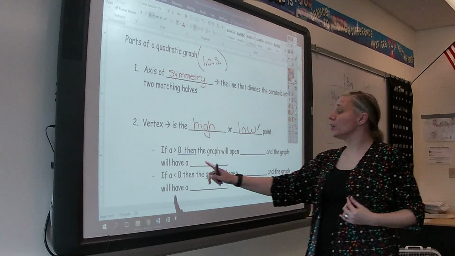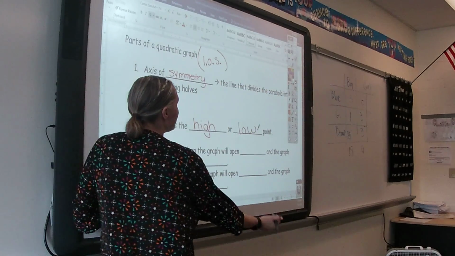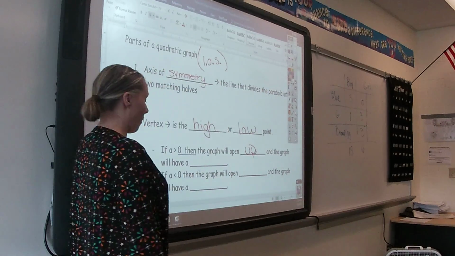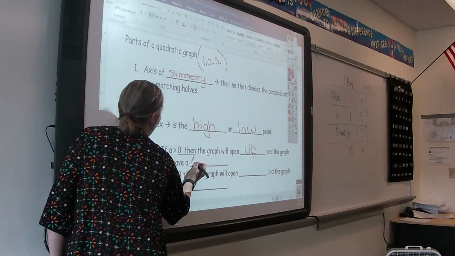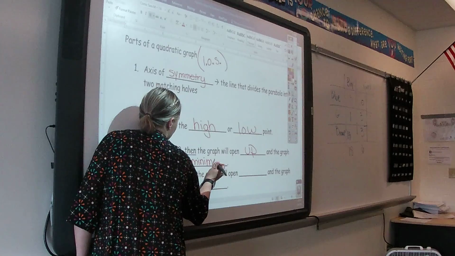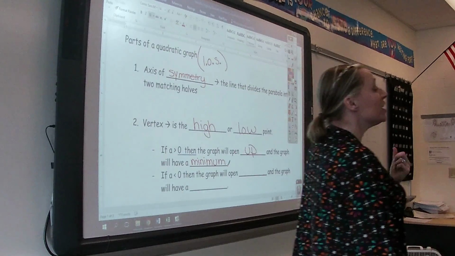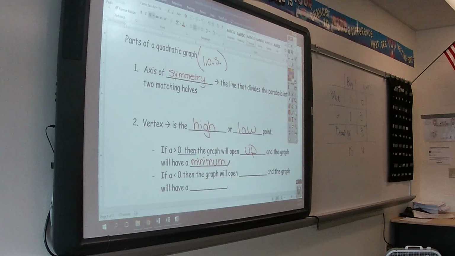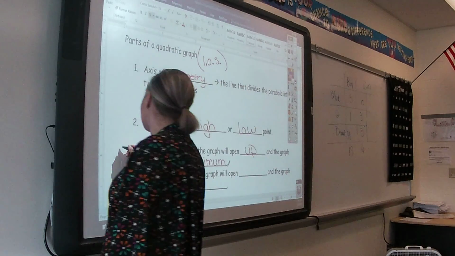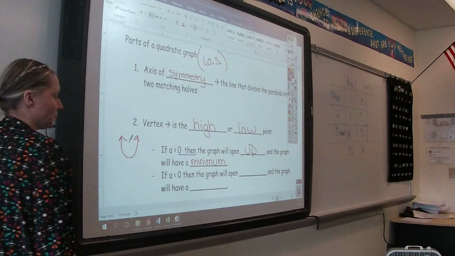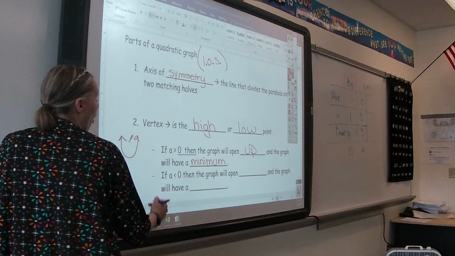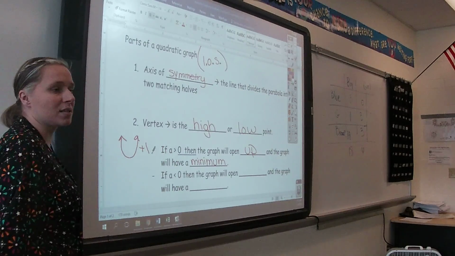If A is greater than 0, then the graph is going to open up, and the graph will have a low point that we call a minimum. What numbers are greater than 0? Positive numbers. So this says if A is positive, the parabola opens up. An upward looking parabola looks like a U, up, U. And the only type of A we're going to look at today is if A is positive 1.